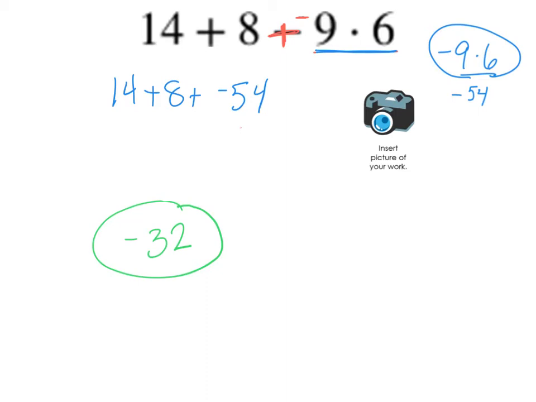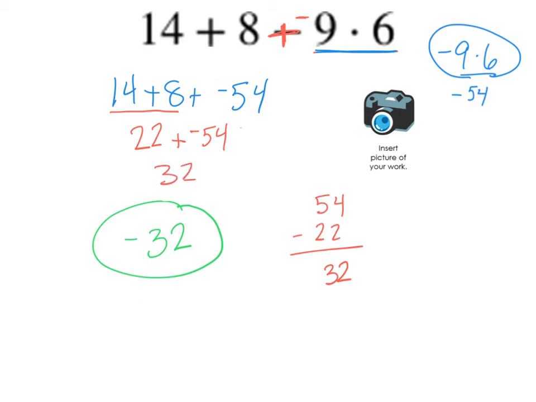Okay, now I can add in any order because it's commutative property of addition. However, I'm just going to do it from left to right. 14 plus 8 is 22. The plus negative 54, I'm going to bring it straight down. Now I have different signs. When I have different signs, I subtract. Negative 54 has an absolute value of 54. 22 has an absolute value of 22. 54 is larger, so I'm going to put that one first. 54 minus 22: 4 minus 2 is 2. 5 minus 2 is 3. Now the negative 54 had a larger absolute value, and that has a negative sign, so my answer has a negative sign.